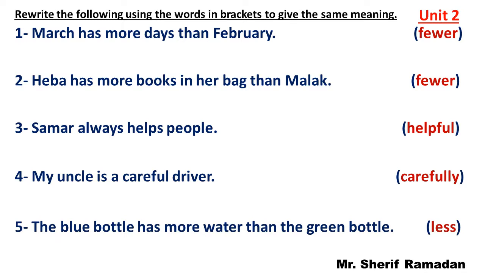Rewrite the following using the words in brackets to give the same meaning. عندي بعض الجمل هستخدم الجمل اللي بين قوسين علشان أجيب نفس المعنى. Number 1. March has more days than February. شهر مارس فيه أيام أكثر من شهر فبراير.